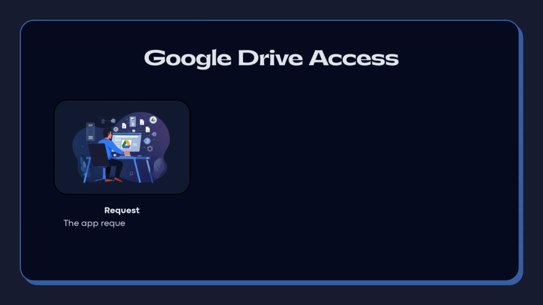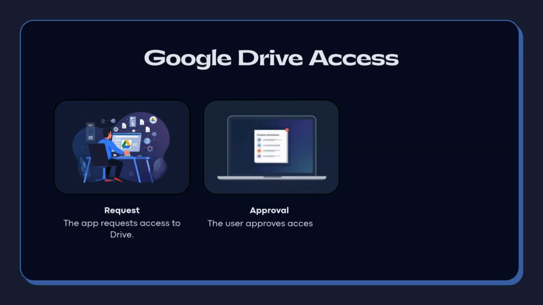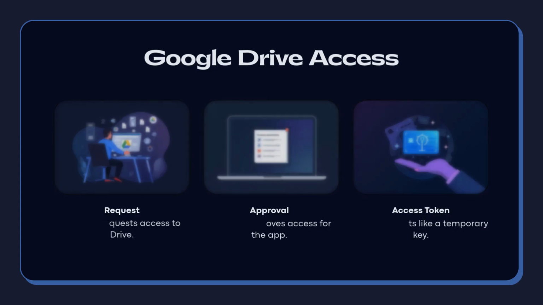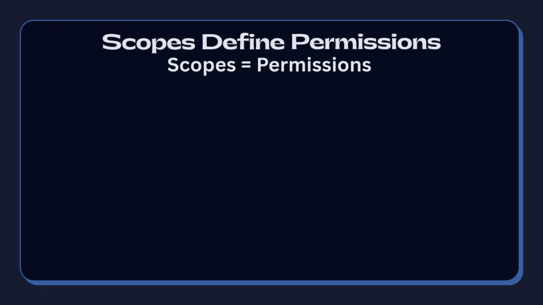Let's understand this with a real example. Imagine an application that wants access to your Google Drive. When you click Login with Google, you are redirected to Google's login page. After logging in, Google shows you a permission screen. For example, it may say the app wants to read your Drive files. If you approve, the application receives an access token. Think of this access token as a temporary digital key. It works only for a limited time, and it only allows the actions you approved.